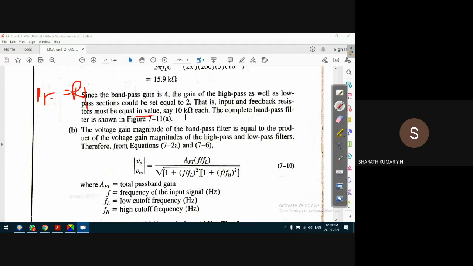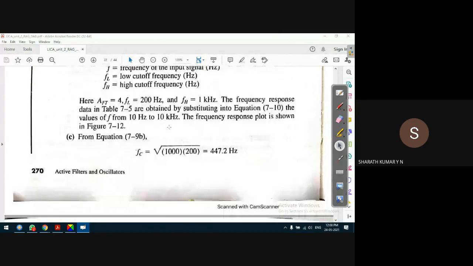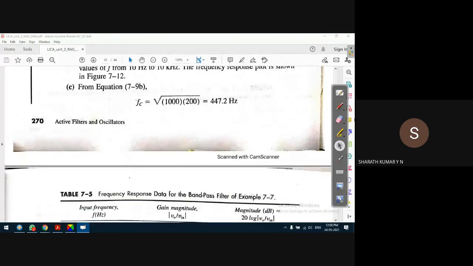Okay, say 10 kilo ohm, so that we can achieve a gain of 2 in each stage, so that the overall gain becomes 4. Okay, so next is to plot the frequency curve. And the third point is the calculation of FC.